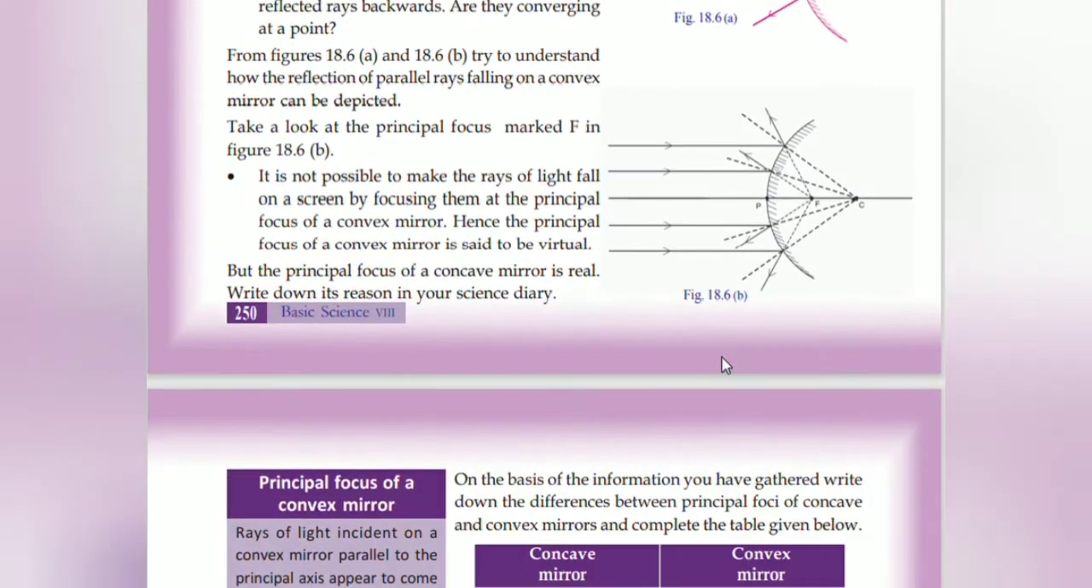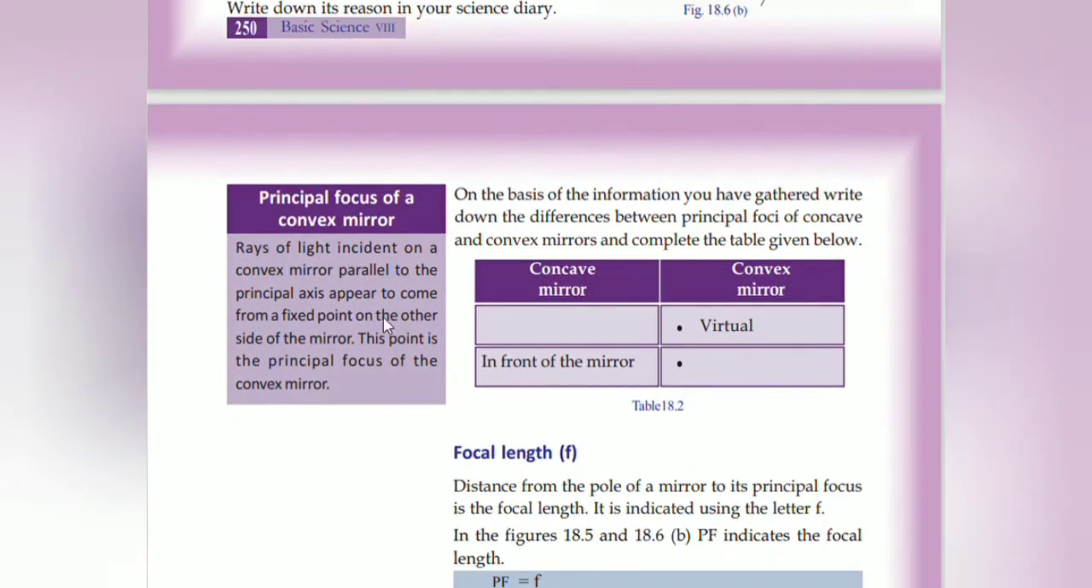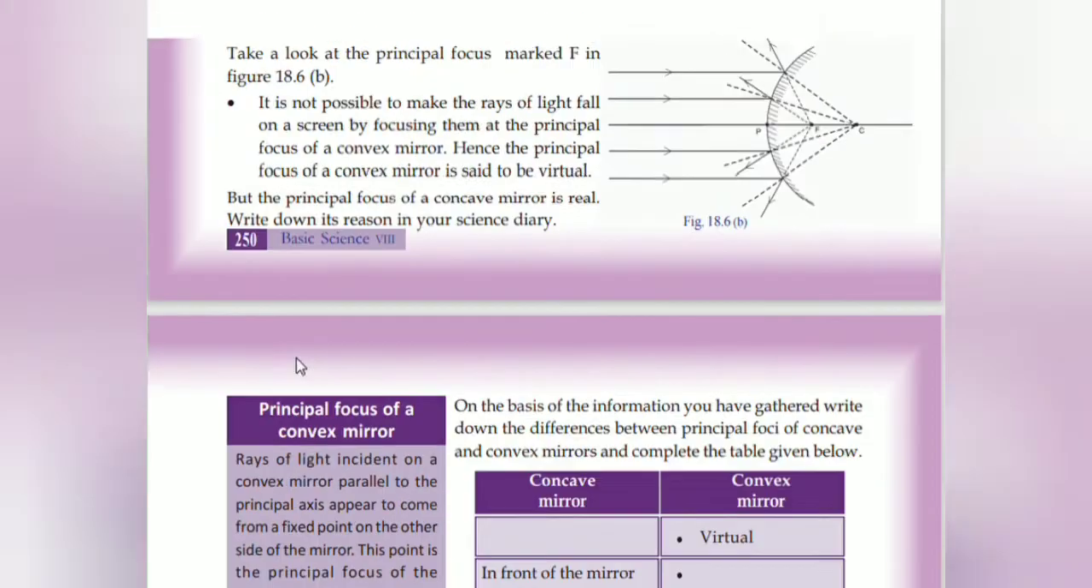In the convex mirror we are getting a virtual image. Principal focus of a convex mirror: rays of light incident on a convex mirror parallel to the principal axis appear to come from a fixed point on the other side of the mirror. This point is called the principal focus of the convex mirror.